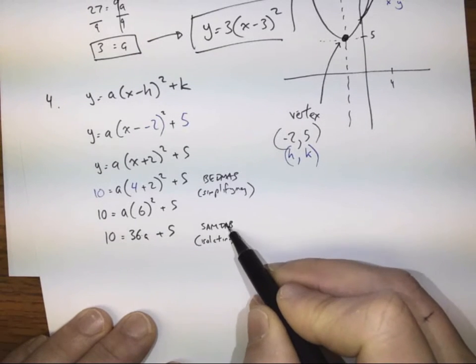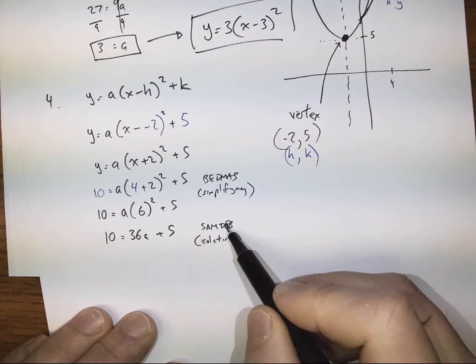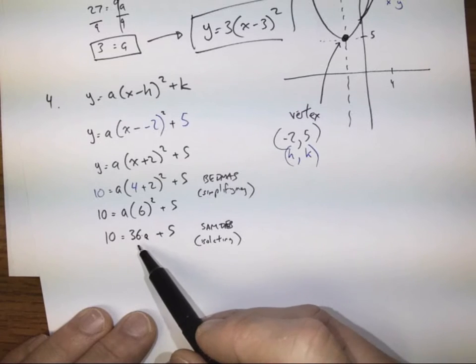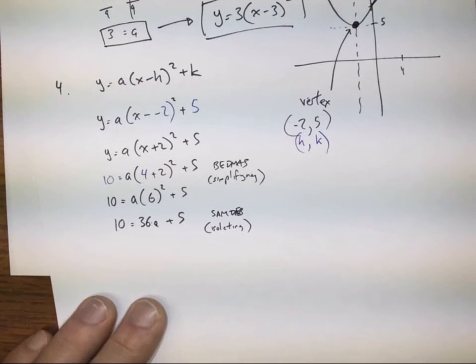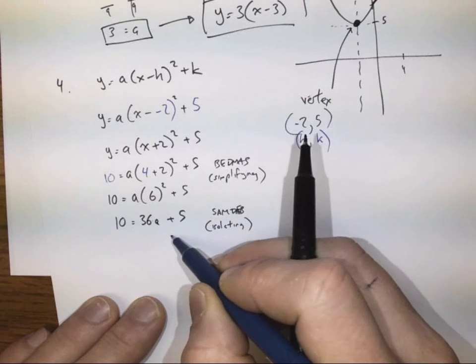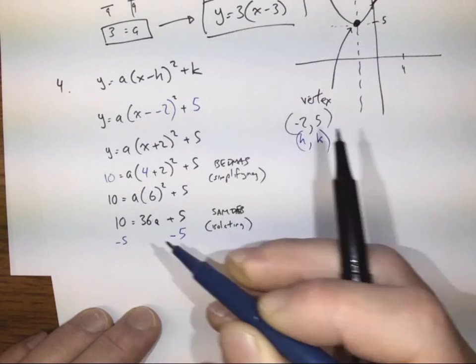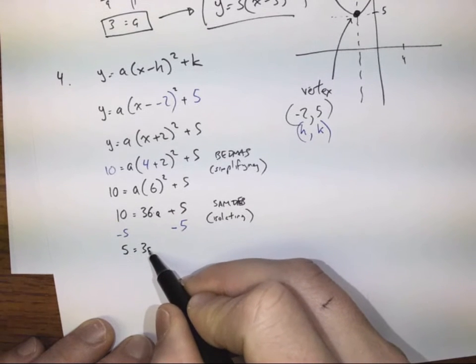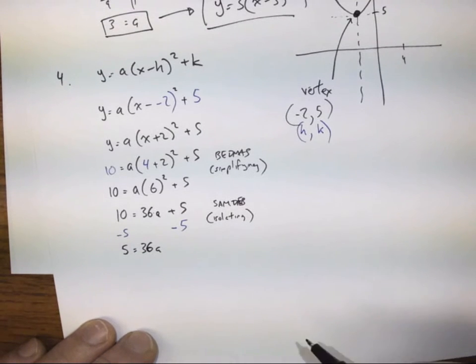So you don't have to use SAMDEB, backwards BEDMAS, if you don't want to. There are other ways to think of it. We talked about the dinner plate rule to govern how we know what thing we get rid of first. But in this case, we're going to get rid of this addition first. We're going to take away 5. So 10 take away 5 is 5. And we get 36a here.